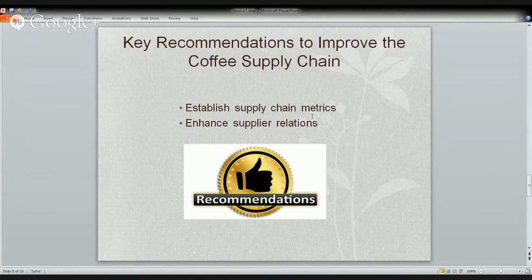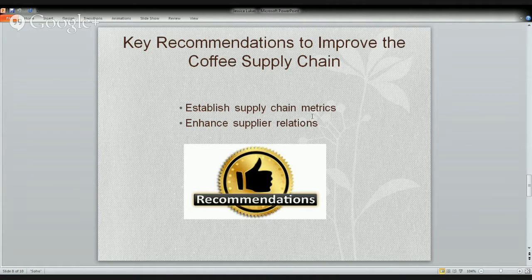The first would be establishing supply chain metrics. This is important in order to provide timely insights that will allow supply chain management to react more quickly to issues. Some important metrics could include customer satisfaction, product quality, and sustainability. Key performance metrics are important because they can measure how certain processes are functioning, what needs to improve, and what goals and targets are met.